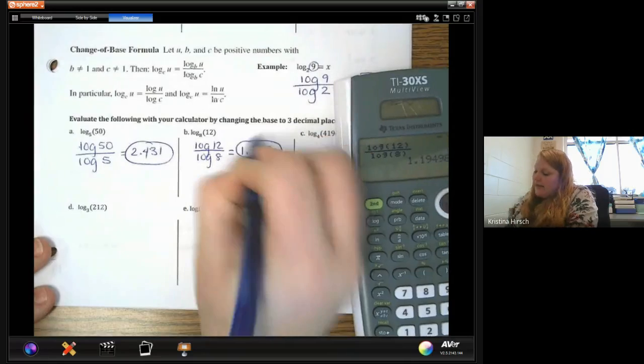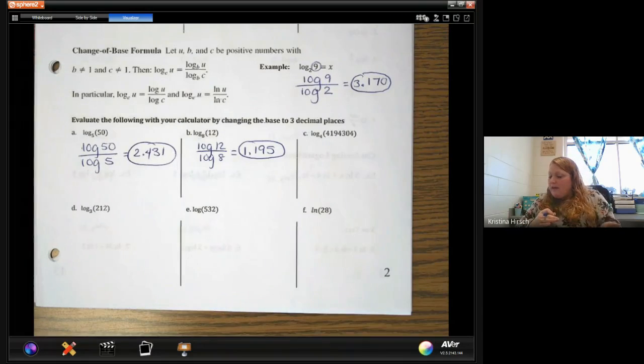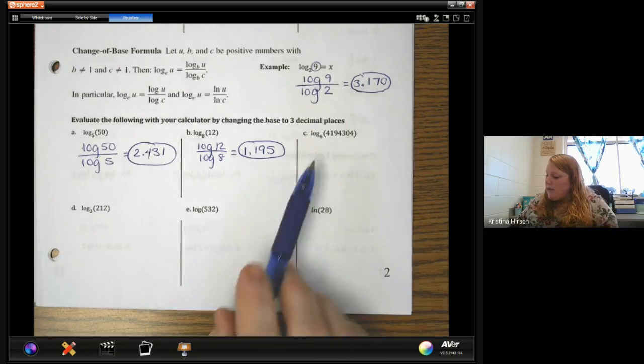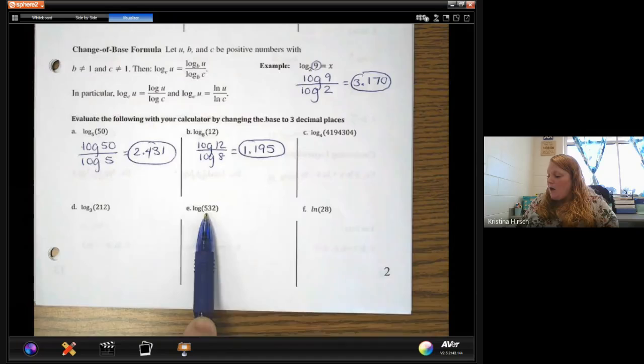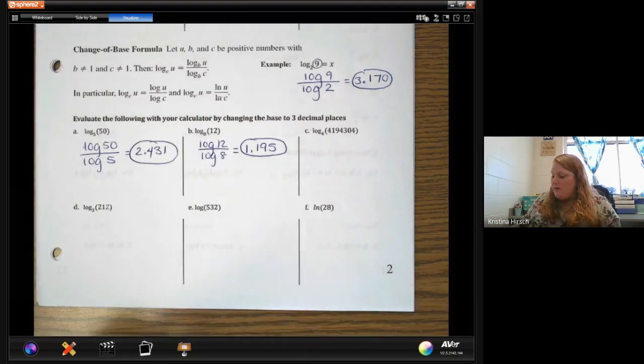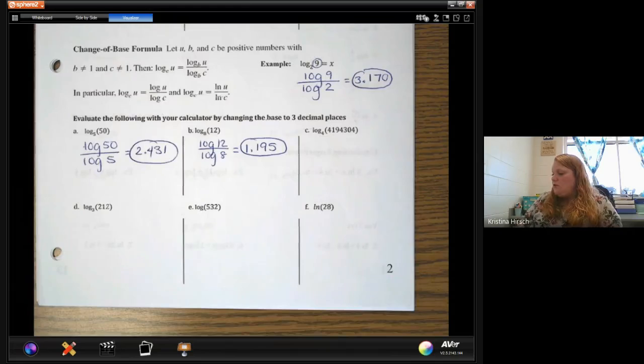So remember, 8 to what power gives you 12? Not 2, because 8 squared is 64. Not 1, because 8 to the first power is 8. So we know it's close to 1, because 8 squared is 64, which is a whole lot bigger. But 1.195 would be the rounded closest answer. Big number, but same thing. On both of these, you could technically just type them in your calculator, because there's a log button and an LN button.